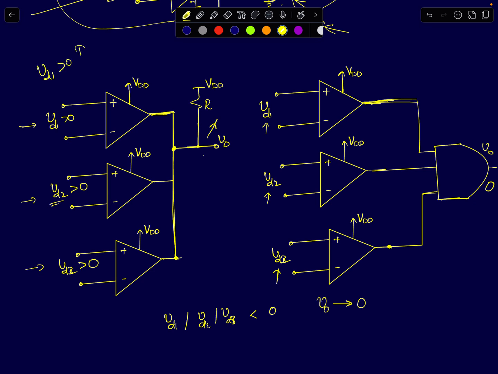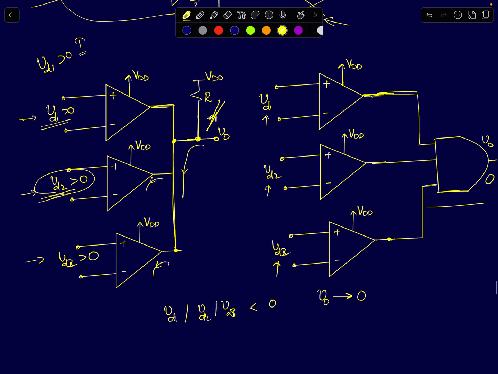I'll call VD1 greater than 0 as true. Anytime the differential input is greater than 0, it corresponds to, let's say, a condition true. If the input is true, then the output will also be true. If all the 3 are greater than 0, then only then this output will be charged to VDD. Even if a single discharging path is on, this output node will be discharged to 0. So for this output to be charged, all the 3 comparators should have no discharging path, which means the differential input of all 3 should be greater than 0. So that realizes a 3 input AND gate. That's one big advantage of the open collector or open drain output based comparators.